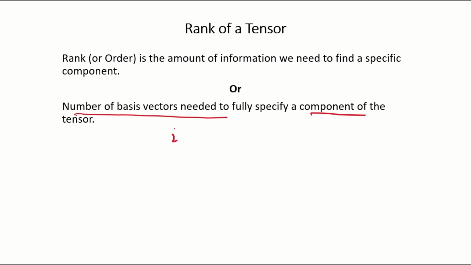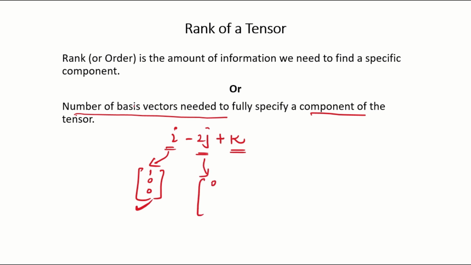For example, I am considering here some vector. Okay, this is a vector. So here how many components do we have? We have 3 components: one component along the x direction, one along the y direction, and one along the z direction. To represent every component, how many basis vectors do you need? If I consider the standard basis, I will need this basis vector for the x direction, for the y direction I will need this basis vector, and for the third component we need this basis vector. So to represent each component we need one basis vector.